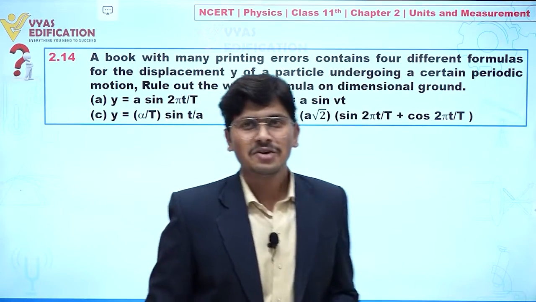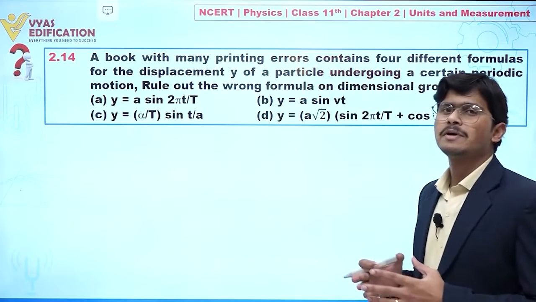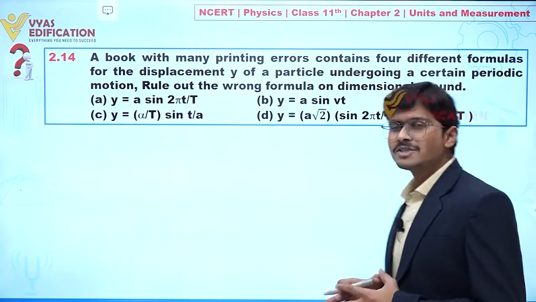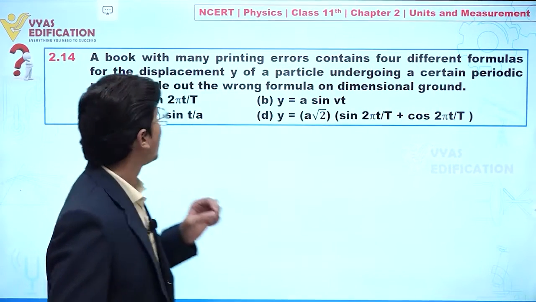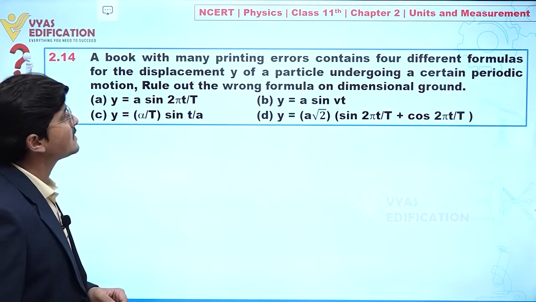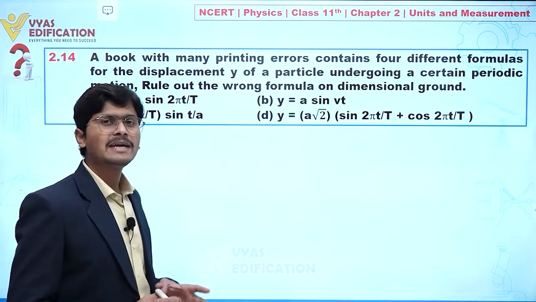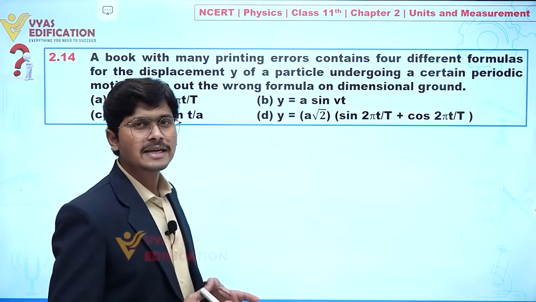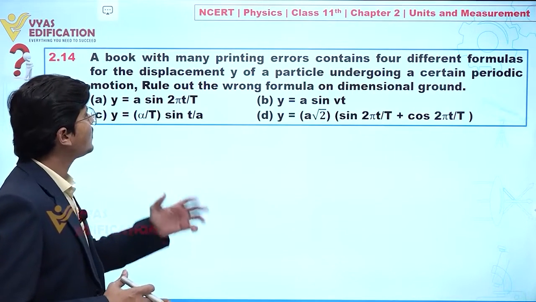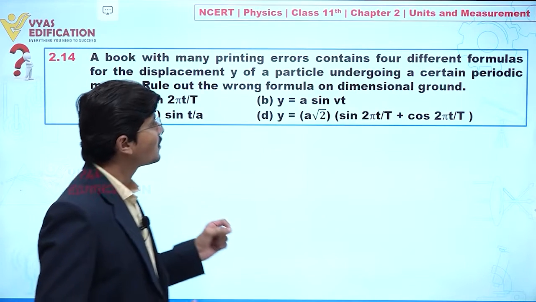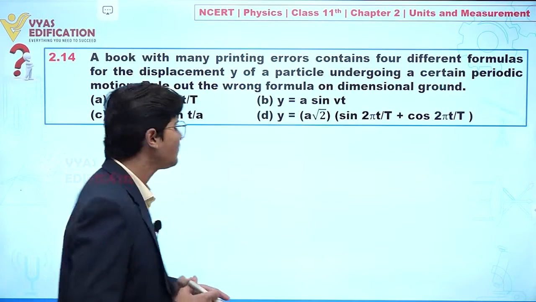Now dear student, we are going to discuss question number 2.14, and in this question it is given to you a book with many printing errors contains 4 different formulas for the displacement y of the particle undergoing a certain periodic motion. Now we have to rule out the wrong formula on dimensional ground. Clear? Now concentrate.